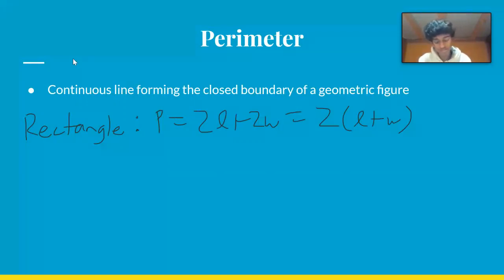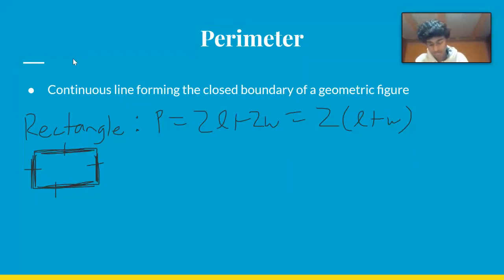And this makes sense. Let's say we have a rectangle and we want to find the perimeter. The perimeter is just the sum of all the lengths of the sides. We know that this side will equal this side and this side will equal this side. So we're adding 2 of the widths plus 2 of the lengths. So that's where this formula comes from.